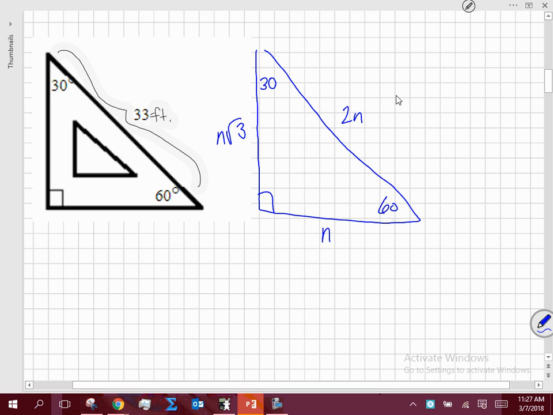Okay. If we match these up, do we see that 33 and 2n are going to match up? Okay, so I'm going to say 2n is equal to 33. And then n is 33 over 2. Okay, I'm just going to leave it that way for now.